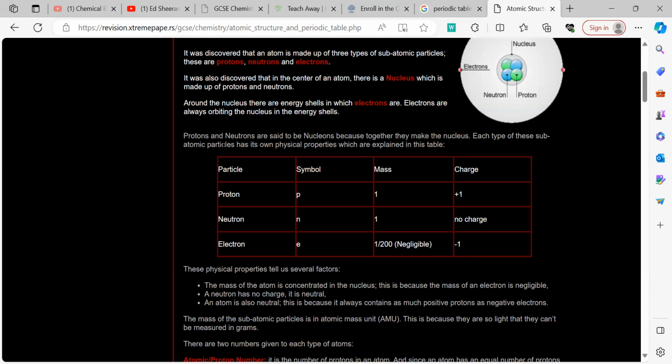Now, we'll be talking about the properties of proton, neutron, and electron respectively. The electrons are negatively charged and protons are positively charged. Overall, the atom is neutral. So, in order for the atom to become neutral, there are always the same number of protons as well as electrons.